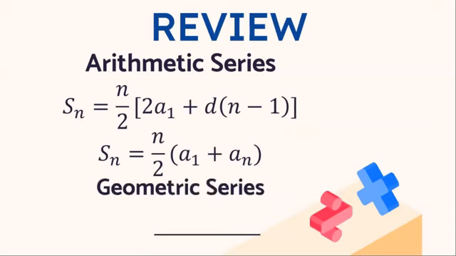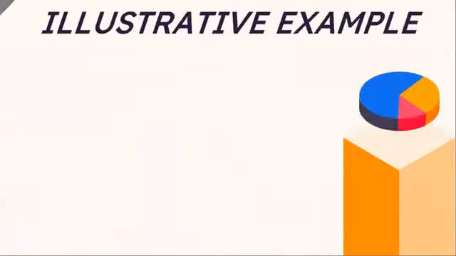Then we also have the formula for geometric series. So isa lang naman yung formula ang gagamitin natin. We have here s sub n is equal to a sub 1 times the quantity of 1 minus r raised to n all over 1 minus r. Okay, so let's start with some examples.